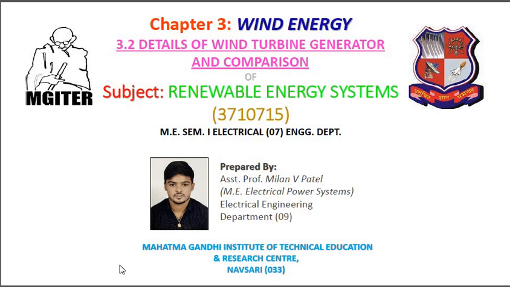Today, I will deliver a video lecture on details of wind turbine generators and its comparisons from chapter number 3, Wind Energy, of the subject Renewable Energy Systems, having a subject code of 3710715 from ME Semester 1 Electrical Engineering Department.